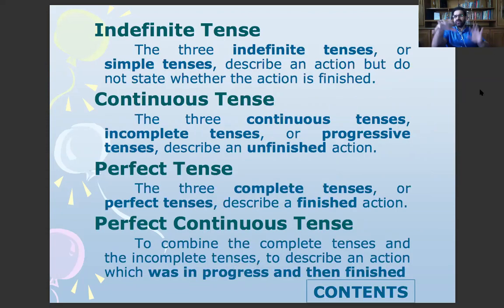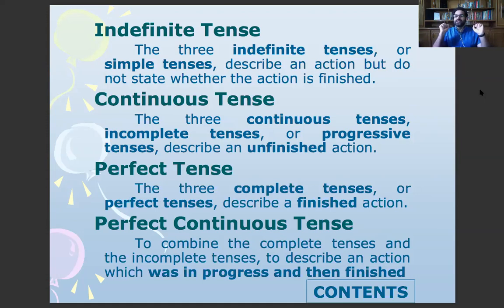Moving on, indefinite tenses. The three indefinite tenses, or simple tenses, describe an action but do not state whether the action is finished. For example, I go to school. We don't know whether the action is finished or not. I went to school. We don't know. I will go to school. So these are indefinite tenses.